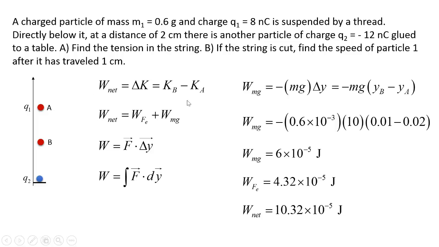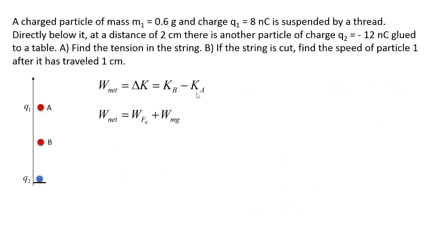Now, in order to find the speed at point B, I need to figure out what is the kinetic energy at point B, and for that I need to know the kinetic energy at point A. But the particle at point A is exactly at the moment in time when the string is cut, so the kinetic energy at A, which is 1/2 mass velocity at A squared, will be equal to 0 in this case because the velocity at point A is 0. Charge 1 is stationary just before it starts falling.